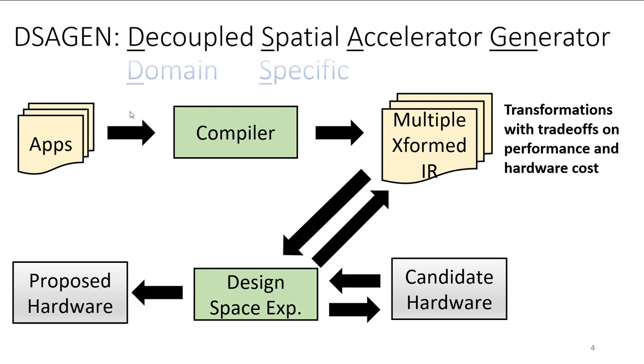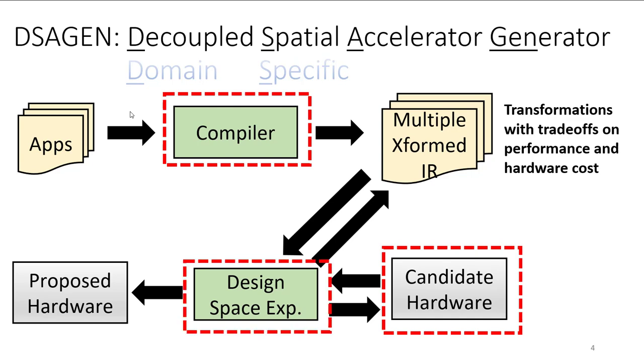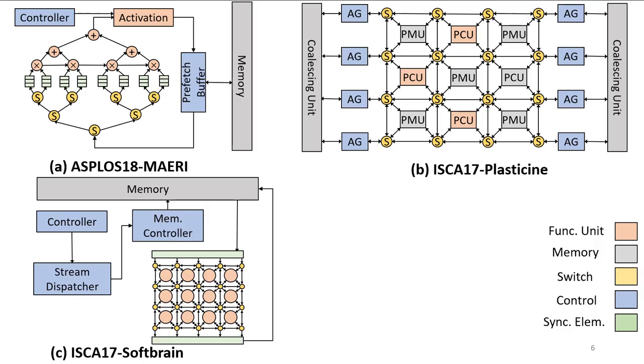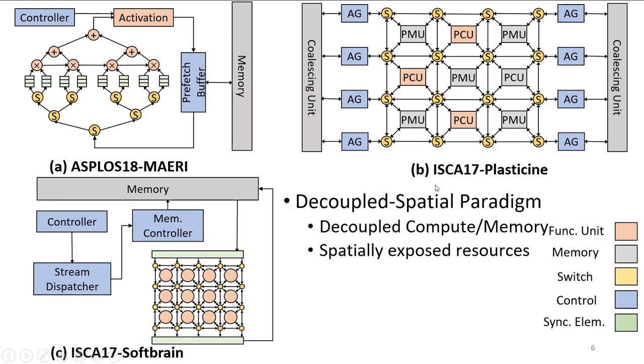In the rest of my talk, I will elaborate the three key components of our framework: the design space of the hardware, the compiler, and the design space explorer. Let's dive into the design space, including hardware primitives and how to compose the hardware. In order to decide the scope of our design space, we studied many prior programmable accelerators. These three are representative. We notice that all these three accelerators tend to follow a decoupled spatial paradigm.